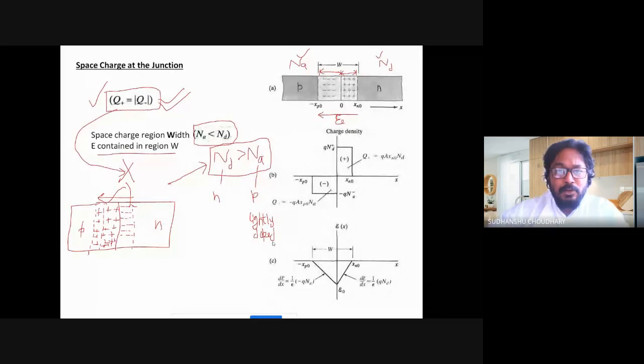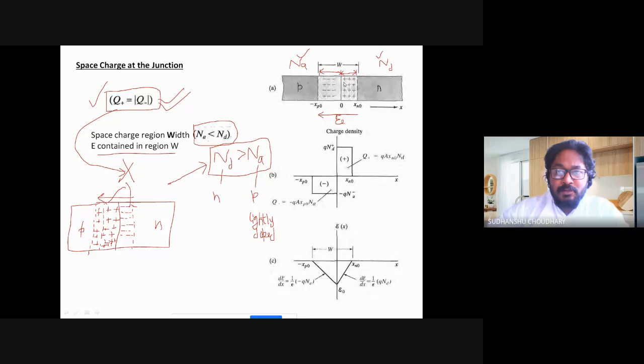Then we also discussed about the space charges at the junction, or the depletion region, or the depletion charges across the junction. We said that these two charges in these two regions have to be equal. That is, the positive charges on the n side, and these are ionic charges, should be equal to the negative ion charges on the p side. Positive charges should be equal to negative charges across the depletion region.